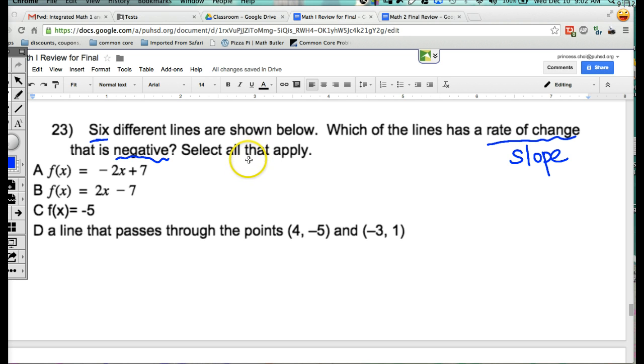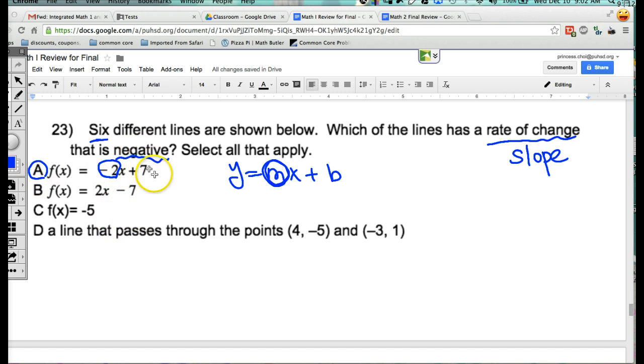So we all know the slope-intercept form, y is equal to mx plus b. And we know that the slope is what? This number, the m, the number next to the x, okay? So then we're looking for the slope that is negative, okay? So then there you go, y is equal to mx plus b, and so my m is negative 2. Oh, so my answer is A, because my slope is negative.